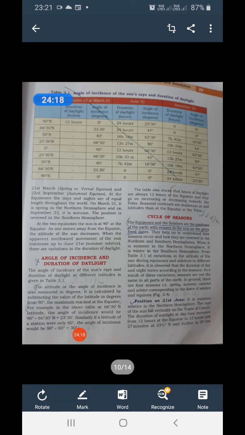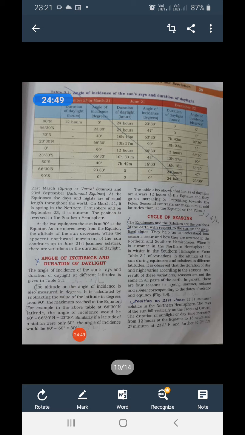So just come to the last line of this paragraph, a cycle of seasons. There are 4 seasons: spring, summer, autumn and winter. And these 4 seasons are showing that there is no abrupt change from summer to winter. So we have summer, then we have spring, then we have winter, and then again we will have autumn. So we have the 4 seasons that they have given you here. So we don't have any abrupt change.